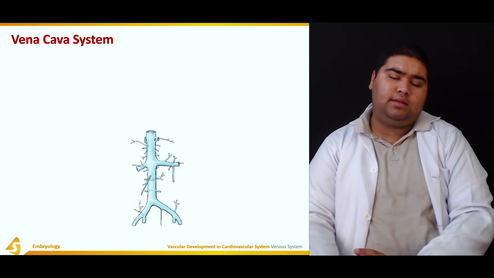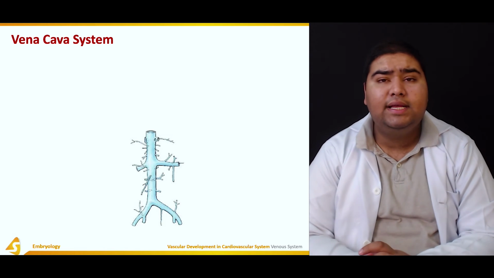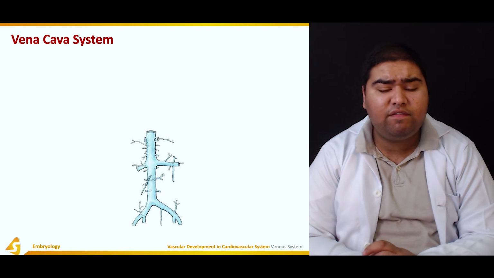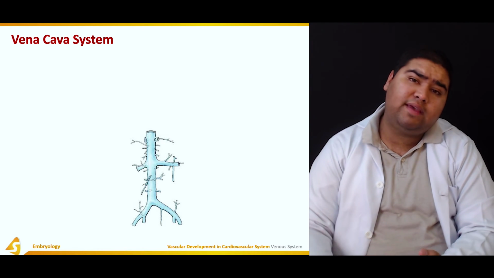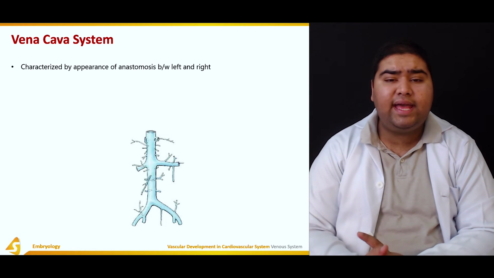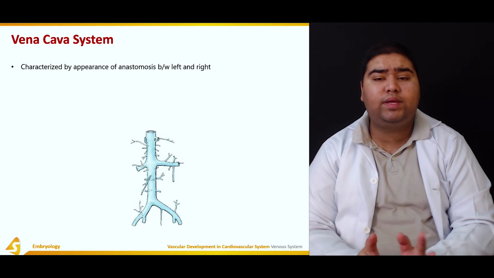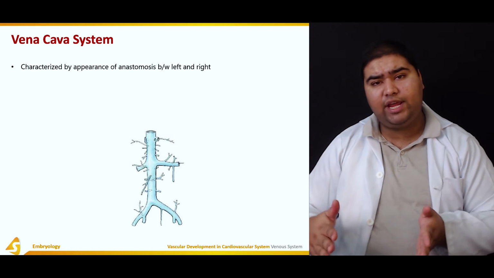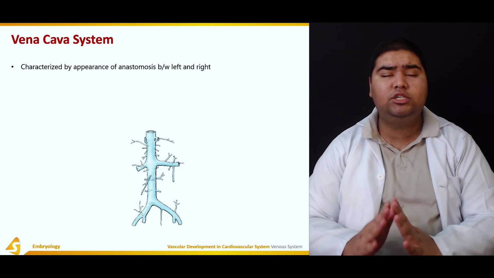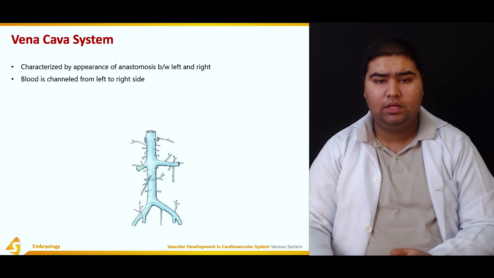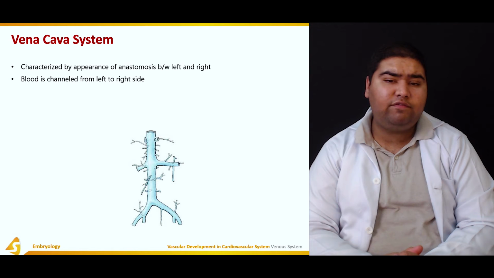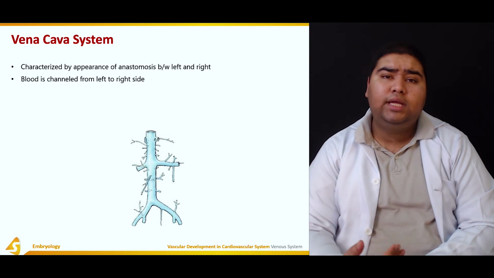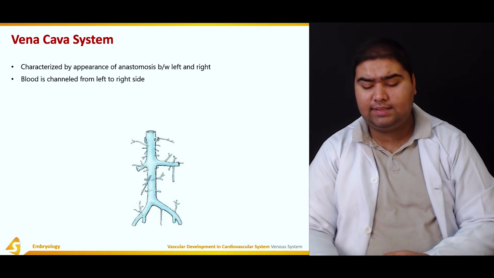So the vena cava system. Here you can see a simplified diagram of the inferior vena cava. So we'll see how the vena cava system is formed. It is characterized by the appearance of anastomosis between the left and the right venous regions. So initially there are left and right venous components of the body, then they merge together to form the vena cava system. So blood is channeled from the left to the right side. Obviously the vena cava is present on the right side, so all the blood in the body is channeled from the left to the right side.